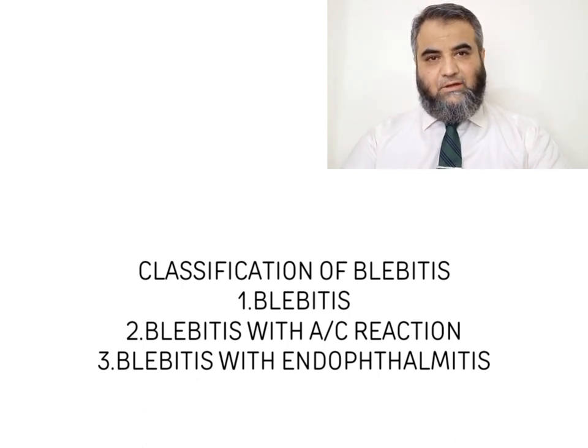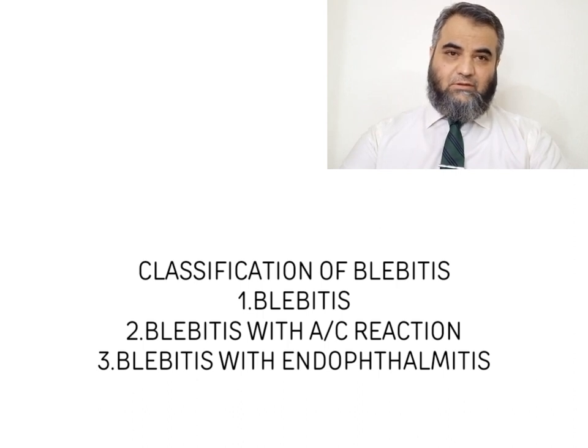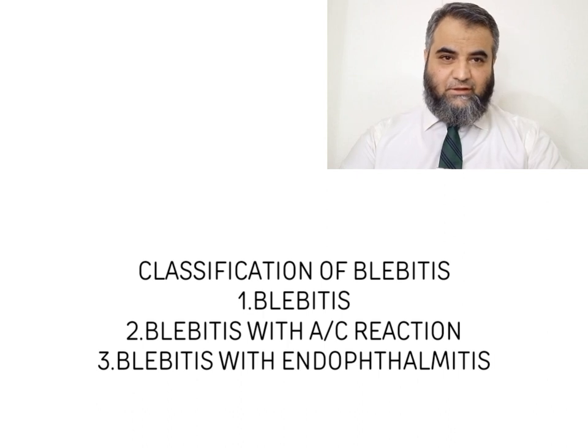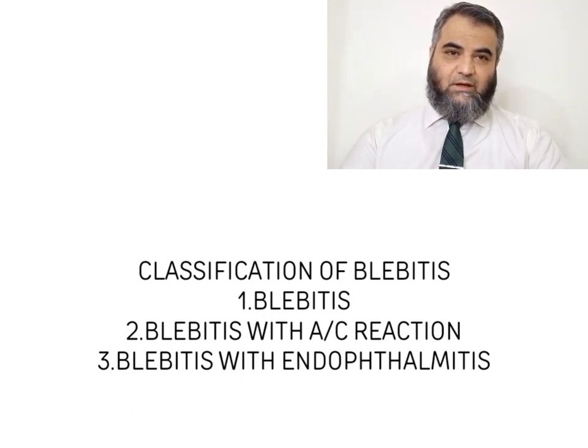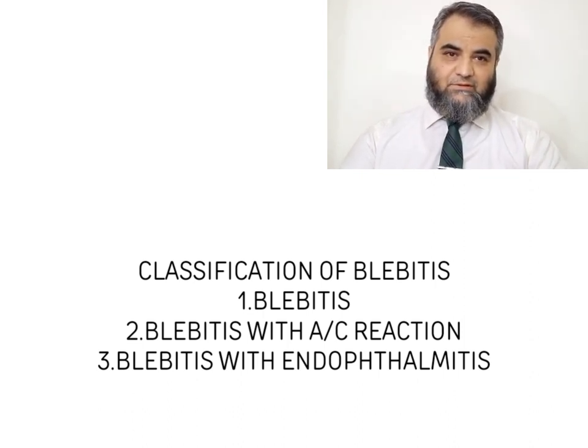If we talk about the classification of the infections, they are usually classified as blebitis or bleb-related endophthalmitis. Stage 1 or grade 1 is simply localized blebitis. Grade 2 is blebitis plus anterior chamber reaction. And the third category is blebitis plus endophthalmitis. The blebitis can present early and late, even up to 5 years, 7 years. And there are multiple risk factors which we will discuss.